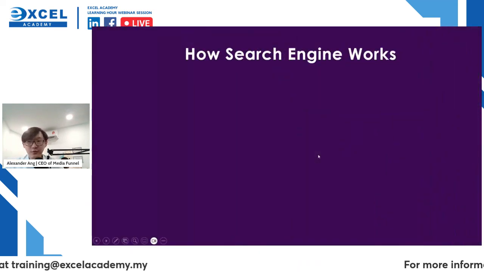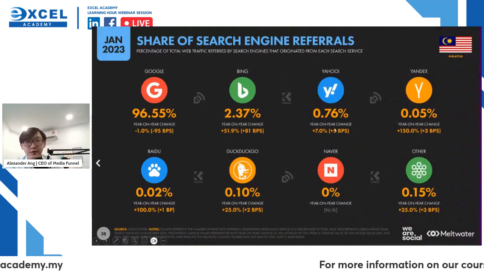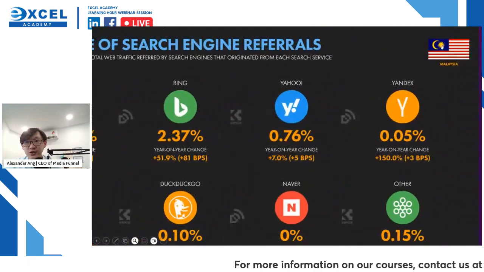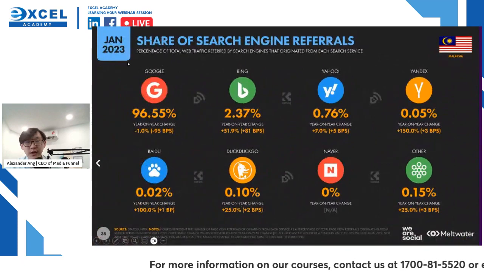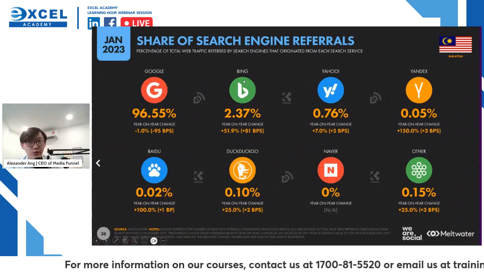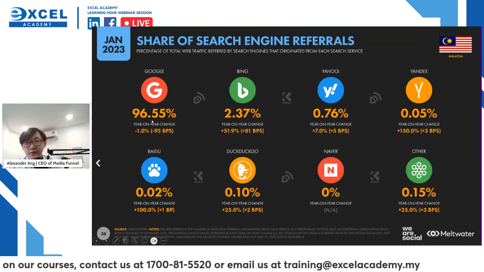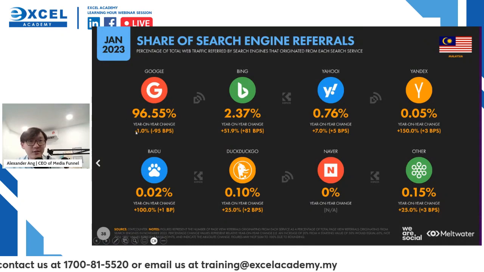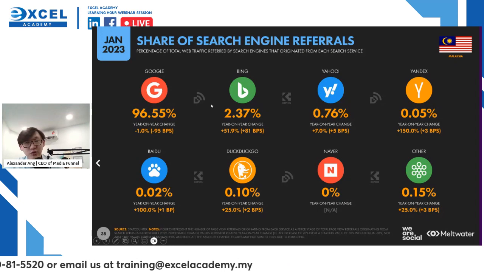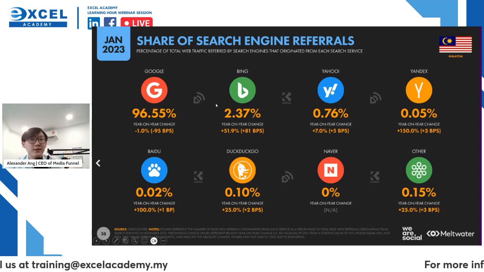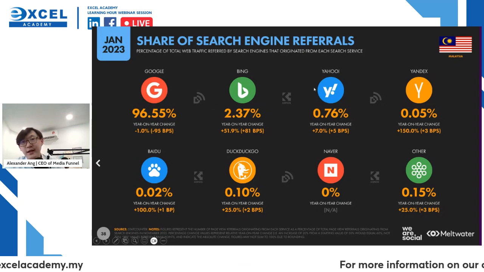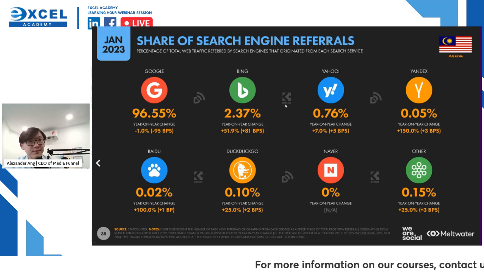This is the share of search engine referrals for Malaysia. This is 2023, and I'm still waiting for the 2024 report. In January 2023, Google had about 96% of the search engine market share in Malaysia, followed by Bing, and then Yahoo. So this is just an FYI, just to show you.